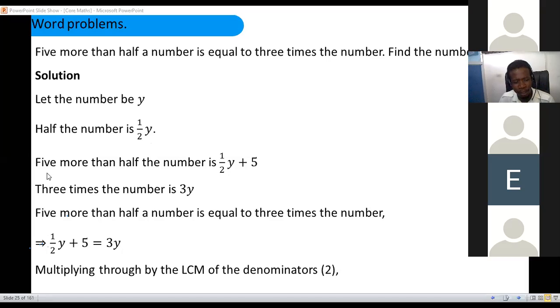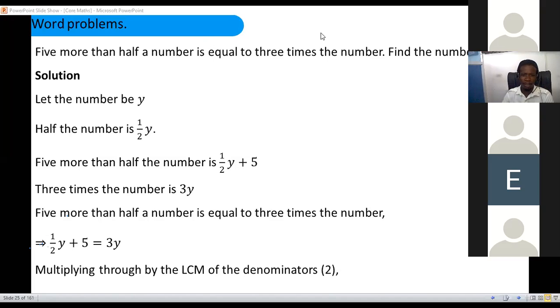So we are first considering 5 more than half a number. So you need to find half the number first before we go to 5 more than half the number. So the half the number is 1 over 2y. Then 5 more than half the number is 1 over 2y plus 5.